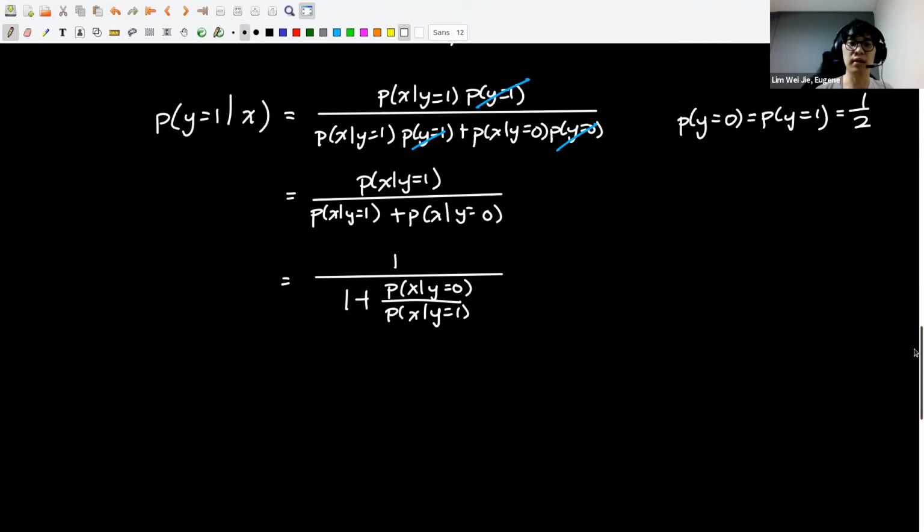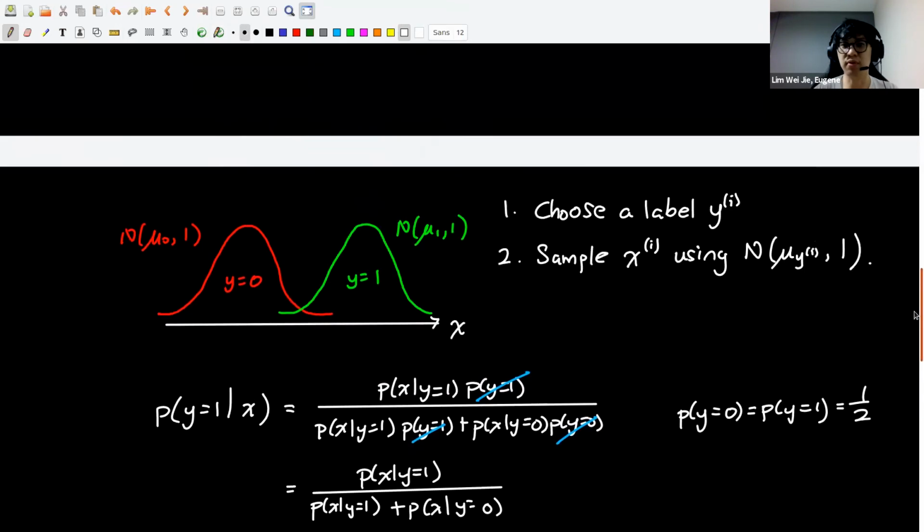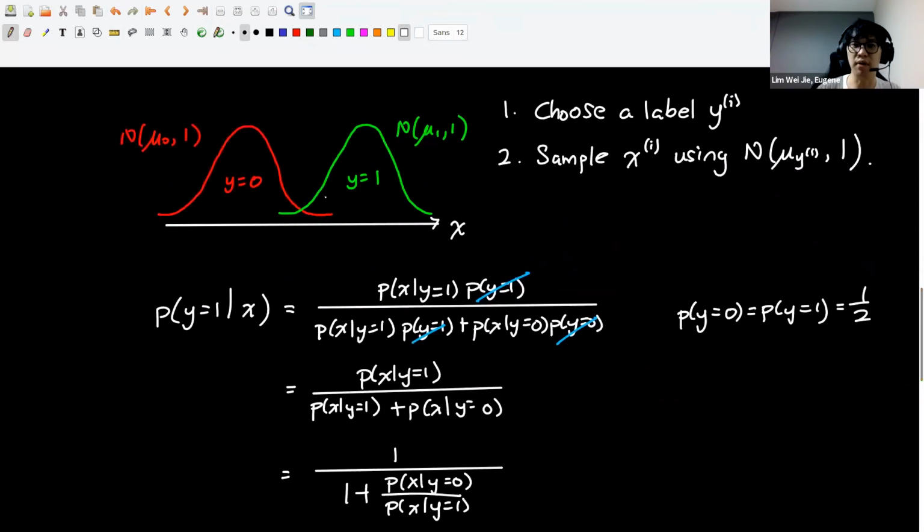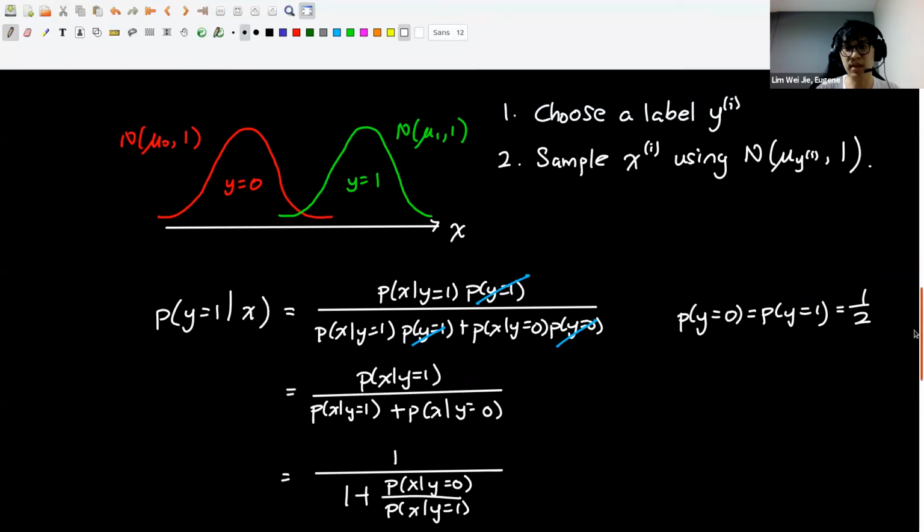Now, recall that p of x given y equals 0 is essentially the probability of picking the sample x given that we fix the label y equals 0. And we already defined it above, right? If we pick y equals 0, we are picking from the first Gaussian distribution, this particular red Gaussian distribution here. And similarly, if we pick y equals 1, we are picking from this green Gaussian distribution here.